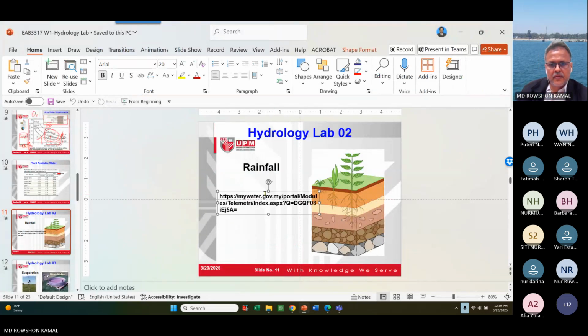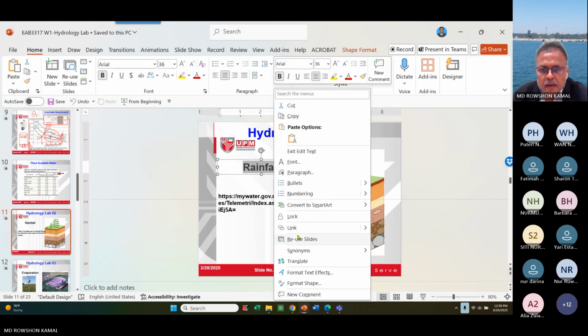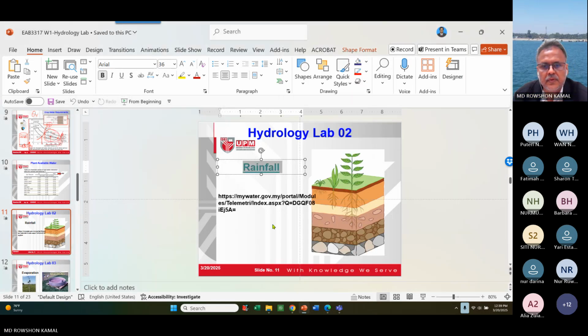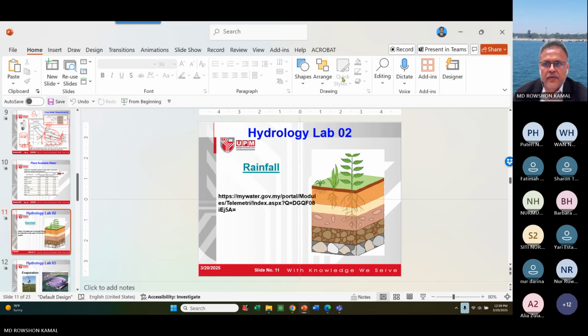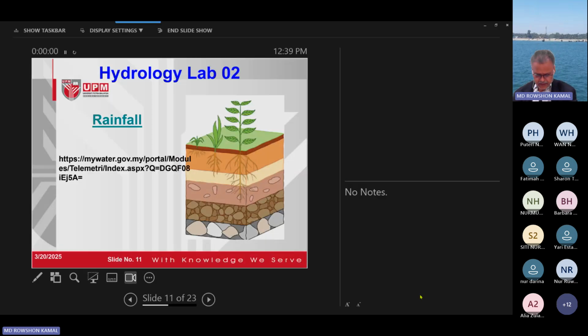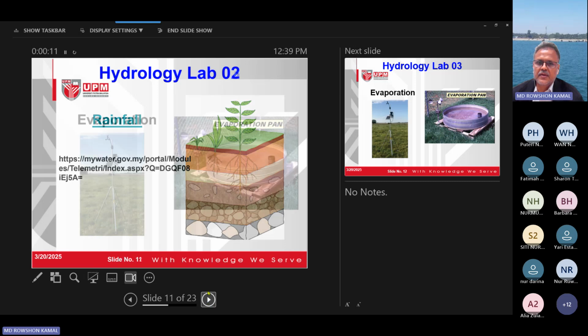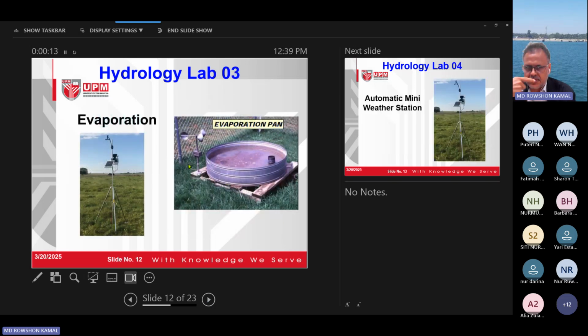So this is where you can find the rainfall data. I can get the link here. Okay. First thing is rainfall analysis. We will do the analysis later. First thing is how to get the data. You can get the data like this. Second, your third lab is evaporation.